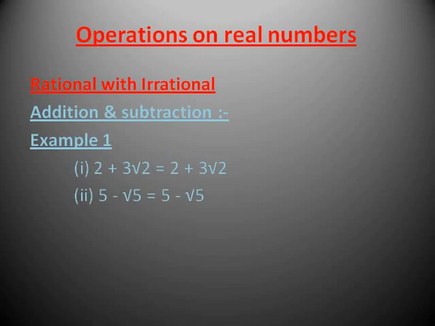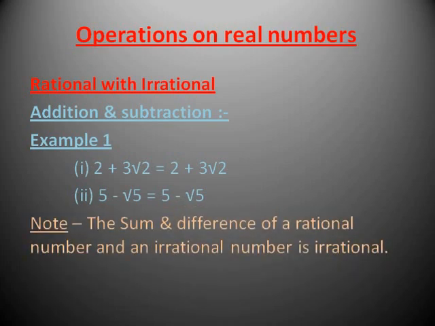Similarly, if we see the next example, 5 minus root 5, here 5 is a rational number and root 5 is irrational, so here also we cannot subtract them, so the answer remains the same and the result is an irrational. So dear students, just make a note here that in general we can say the sum and difference of a rational number and an irrational number is irrational.